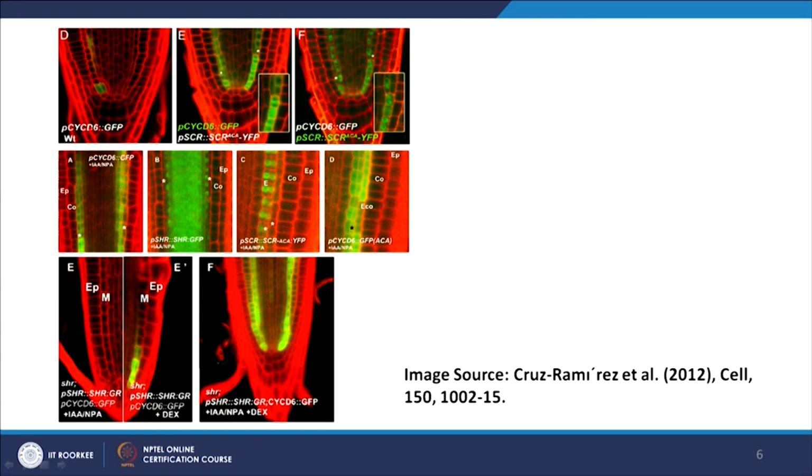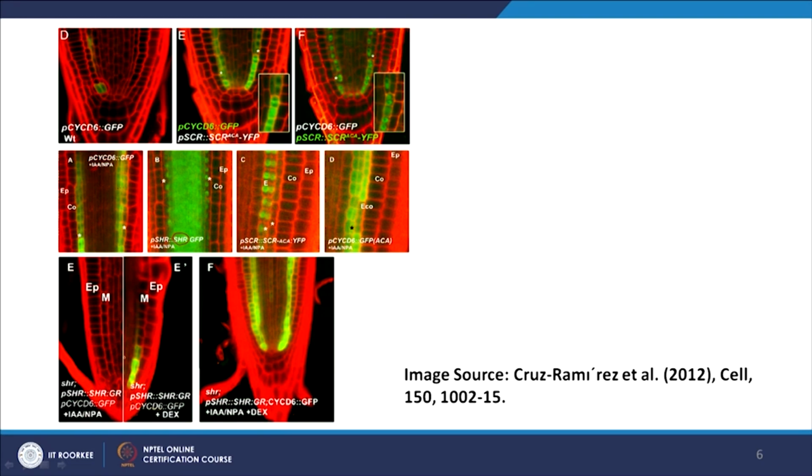But the important thing here is that out of these extra layers, your endodermis is only the innermost layer, as you can see from the localization pattern of short root protein, which is always in the endodermis. Another important thing here, if you look, this is short root protein complemented with a short root GR fusion.